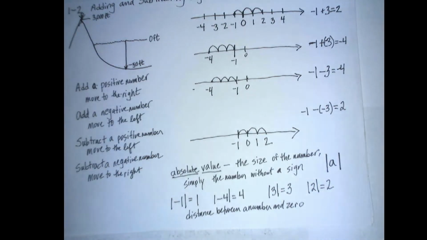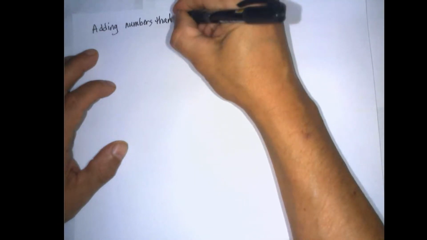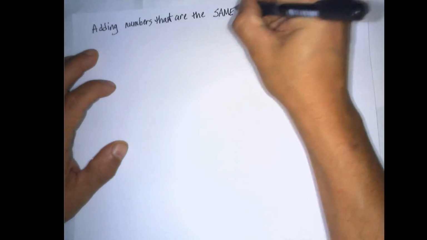So now that we can do that, I'm going to show you the proper procedure for adding and subtracting these. And we're going to start with addition. And just like multiplication and division, you're going to see that there are different rules for same sign and different sign, although they are very different. So first we're going to start with adding numbers that are the same sign.